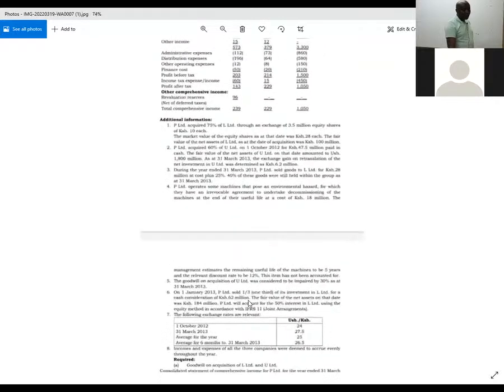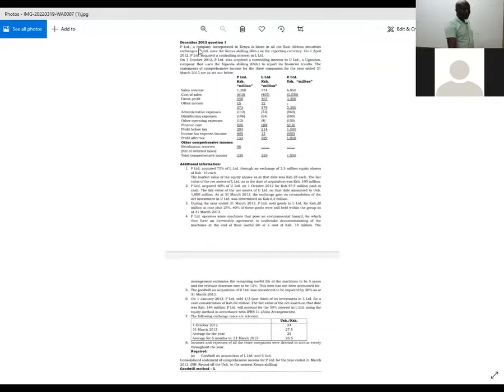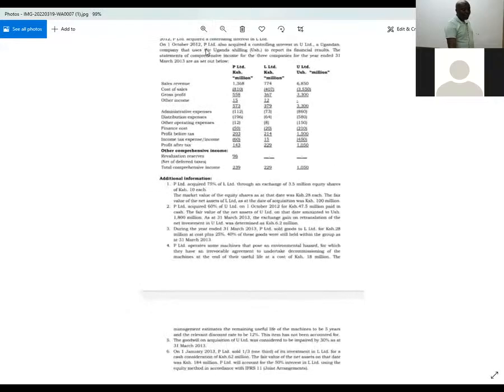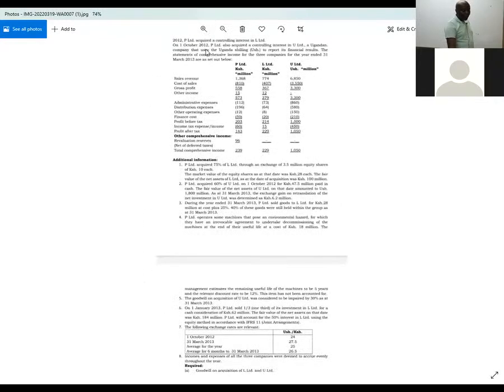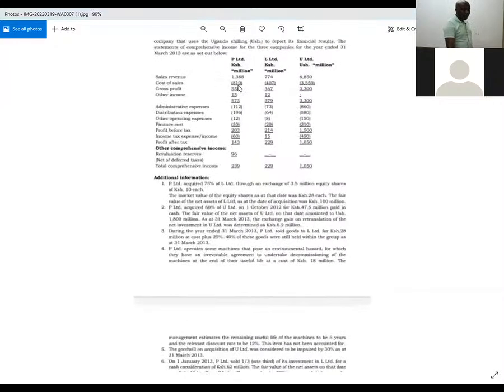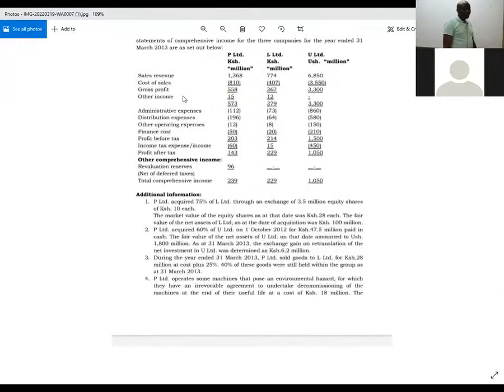So we are told here, ladies and gentlemen, that P Limited, a company, acquired a controlling interest in L Limited on 1st October 2012. P Limited also acquired a controlling interest in U Limited, a Ugandan company that uses Uganda shillings to report its financial results. The statement of comprehensive income for the three companies for the year ended 31st March are given there. They have given us the sales for P, the cost of sales, gross profit, etc.